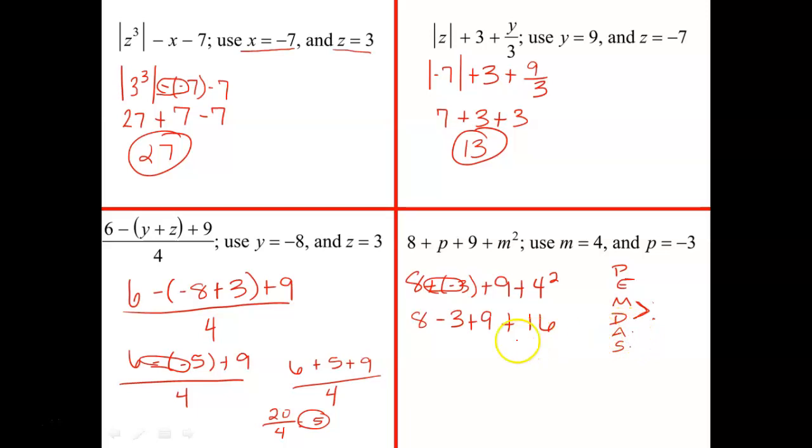So for instance, in this problem, subtraction comes before addition. But that is what we work from left to right, okay? So we're going to have to subtract first. So you have 8 minus 3, which is 5, plus 9, which is 14, plus 16, which is 30, okay? So from left to right.